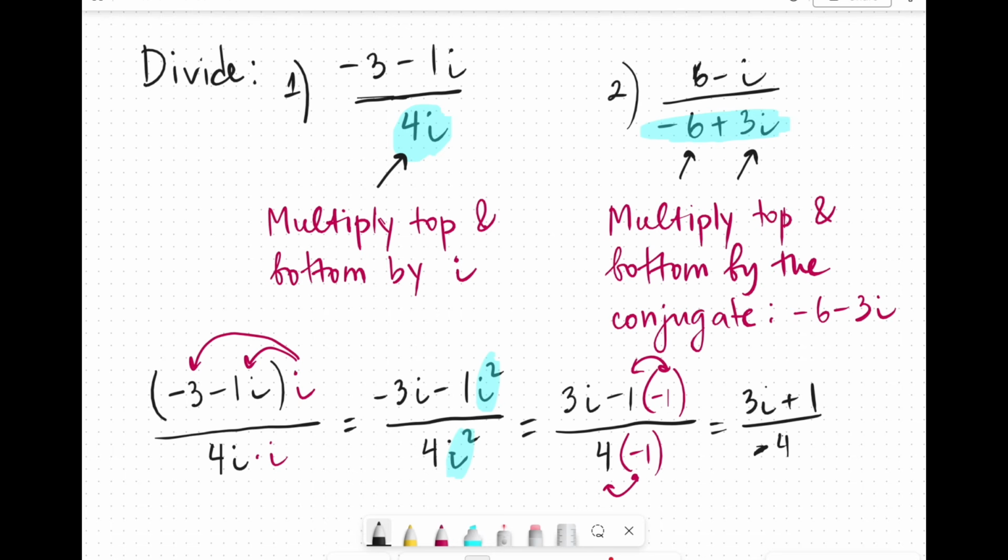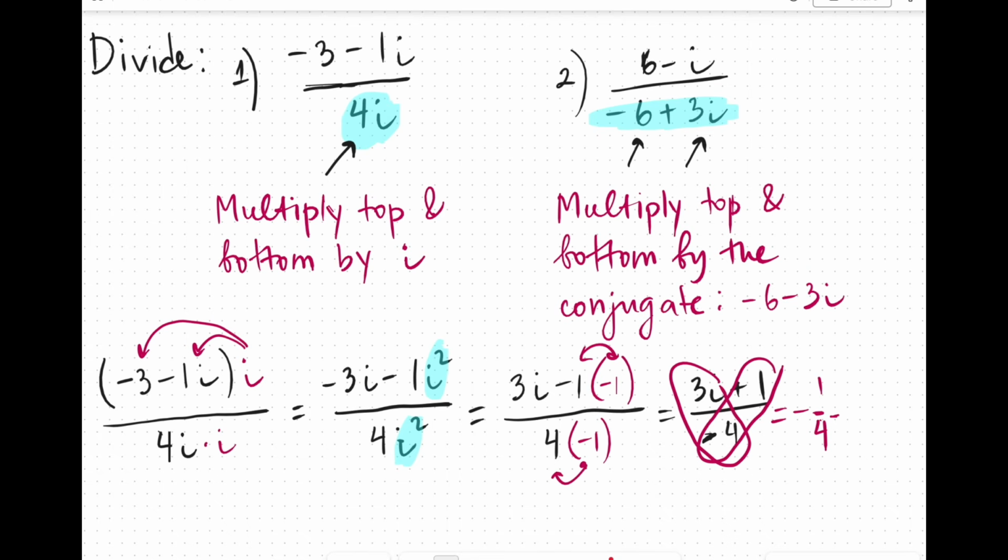And finally, to write the answer, you will separate the real part on the top over the denominator. So your real part of the answer will be 1 over -4, or just -1/4. And the imaginary part of your answer, so 3i over -4, or just -3/4 i.